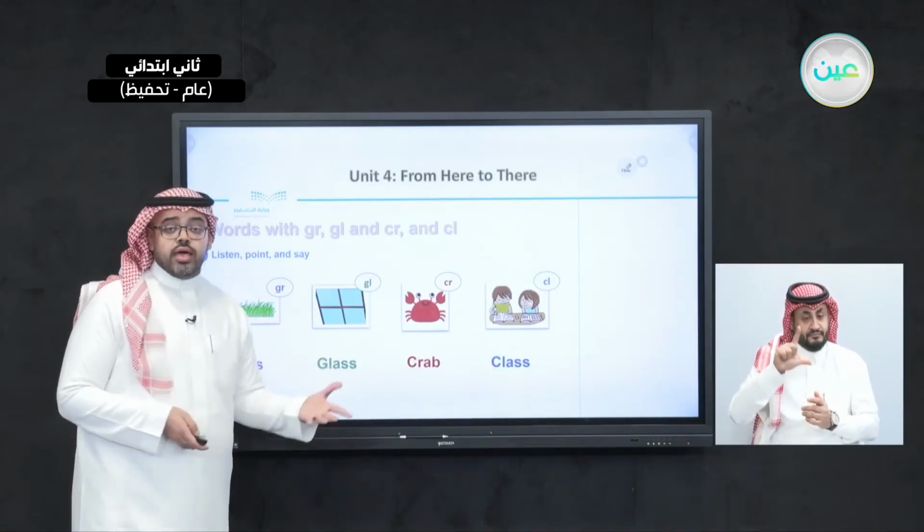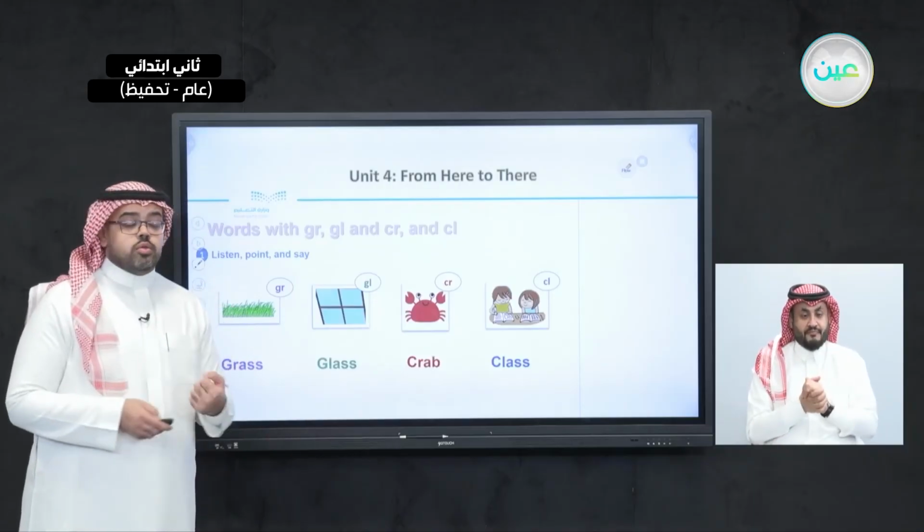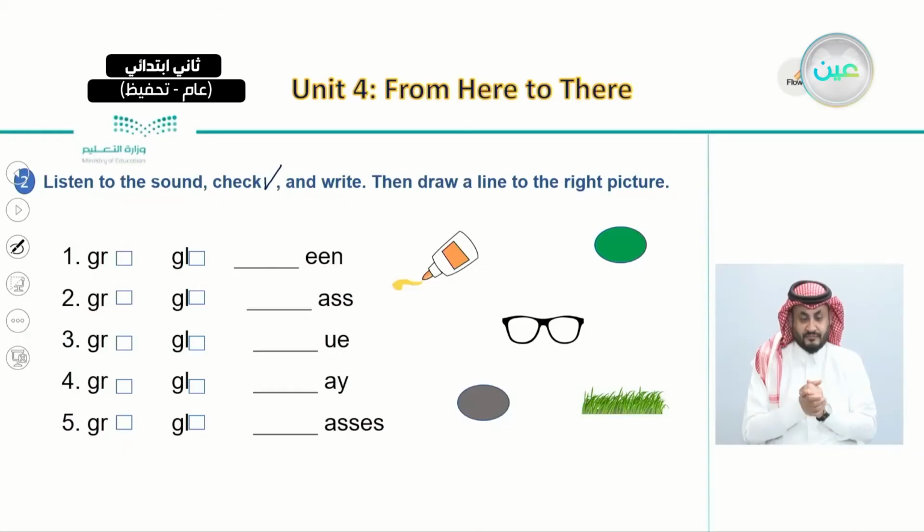Now we can recognize the different sounds between words like grass and class, or like glass and crab. Now we can know the differences. Now let's move on to the second exercise. Here what we're going to do is we're going to listen to the sound and we put the check mark, and after this we're going to write, and after this we're going to draw a line from the word to the picture. So let's make an example of the first one.